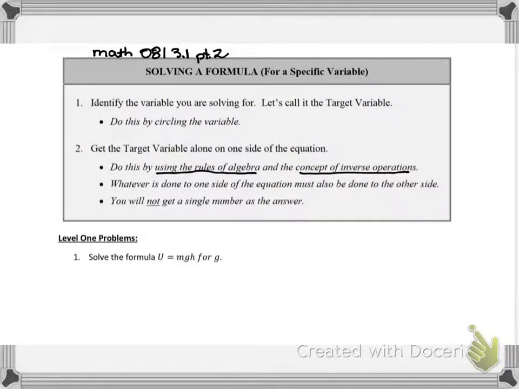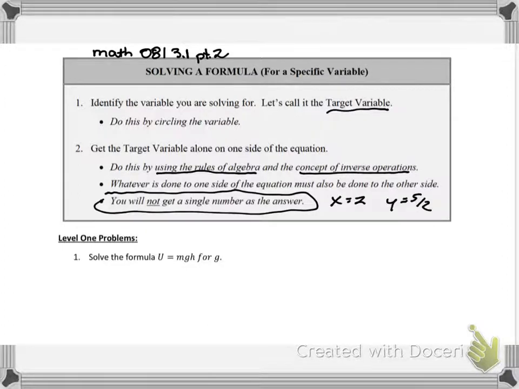In the textbook, they call it a target variable. If you want to call it that, you can. It's totally up to you. And just realize that since there aren't any numbers, you're not going to get something that looks like x equals 2 or y equals 5/2. It's going to look very different from that because it's just going to be a bunch of different letters. Okay? So let's get started.